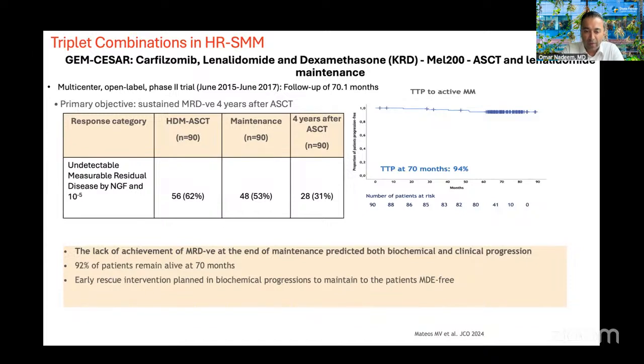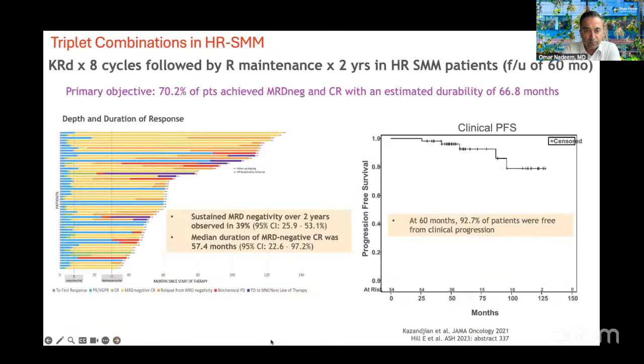And about a third of patients in this study, I should highlight, met the SLIM criteria for multiple myeloma. So again, this is a heterogeneous population with some high-risk smoldering myeloma patients and some active myeloma patients. The next study looked at KRD, the same regimen as the trial I just mentioned, but without stem cell transplant. And this was given for 8 cycles, followed by Revlimid maintenance for 2 years.